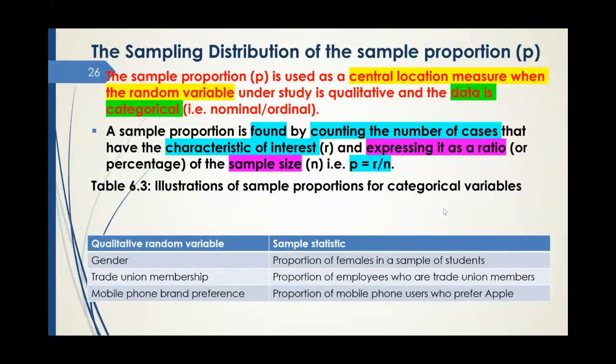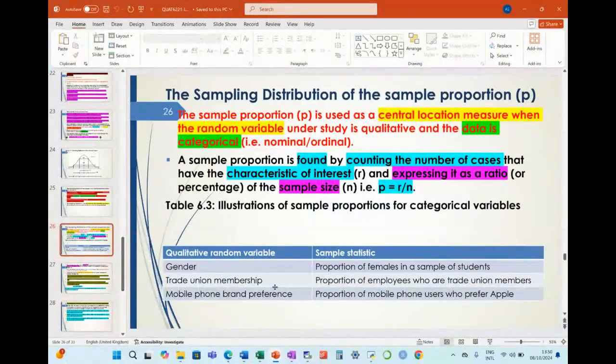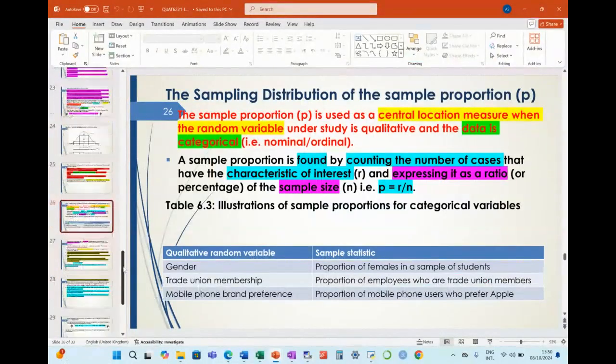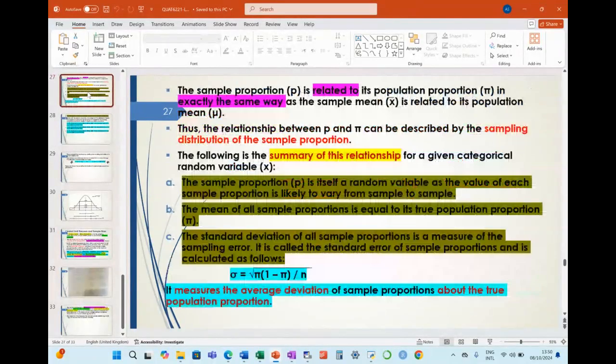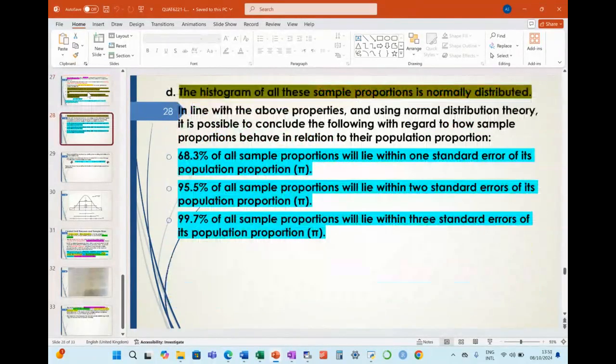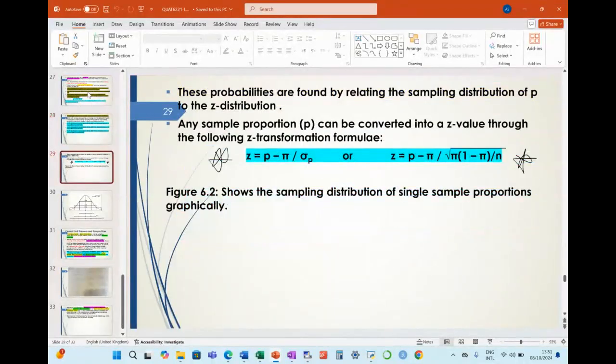So here now, sampling distribution of the sample proportion. I don't think we need to go through this. This is just some good knowledge to have, but I don't think it's entirely relevant. Let's quickly see. Yeah, they're just repeating, giving examples.